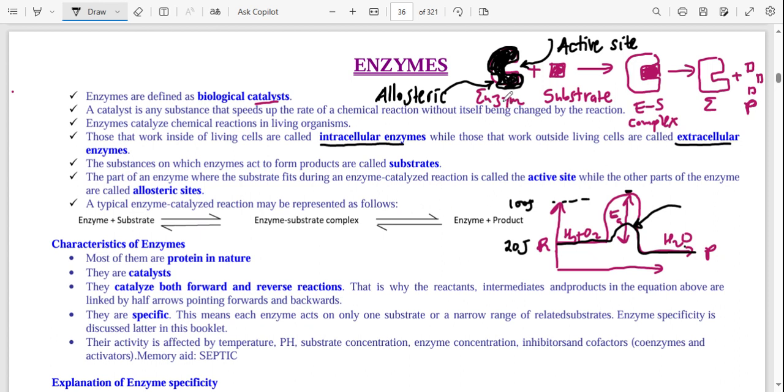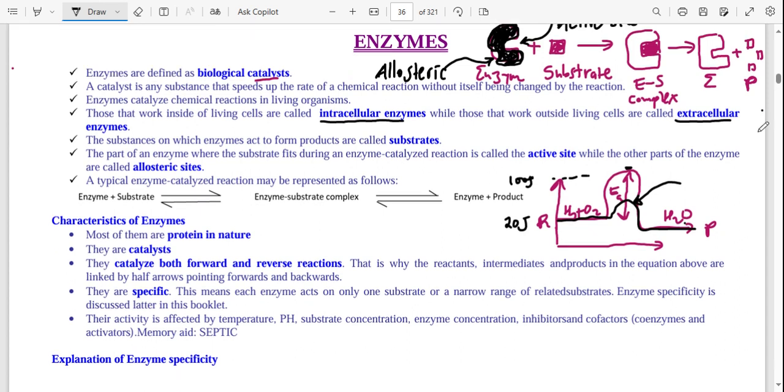Please don't forget that an enzyme will be able to react with a substrate, and then you'll be able to form the enzyme substrate complex. And then the enzyme substrate complex will dissociate. Now you are going to form the enzyme and the product. The substrate has now been converted into product.